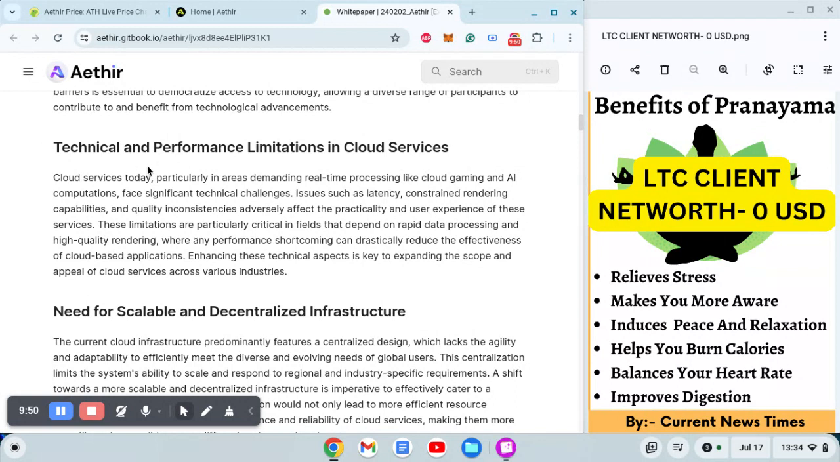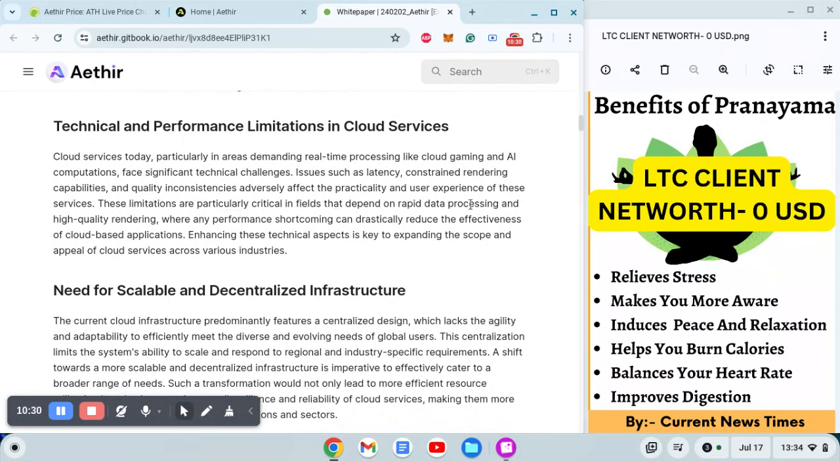Technical and performance limitations in cloud services. Cloud services today, particularly in areas demanding real-time processing like cloud gaming and AI computations, face significant technical challenges. Issues such as latency, constrained rendering capabilities, and quality inconsistencies, generally latency issues happen in gaming, adversely affect the practicality and user experience of these services. These limitations are particularly critical in fields that depend on rapid data processing and high quality rendering, where any performance shortcomings can drastically reduce the effectiveness of cloud based applications. Enhancing these technical aspects is key to expanding the scope and appeal of cloud services across various industries.